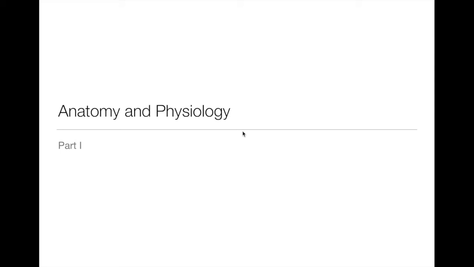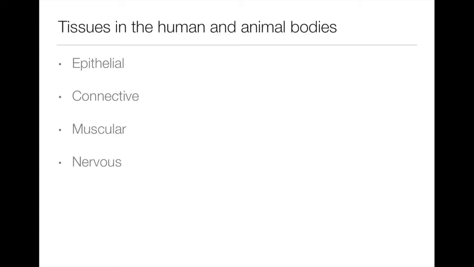Well, hello guys, this is the first video we're going to do. I'm starting on the anatomy and physiology of animals and humans. So let's get started right away. I'm going to start with the animal tissues, and in this video we're going to examine the connective and the epithelial tissue, although there are muscular and nervous tissue as well.